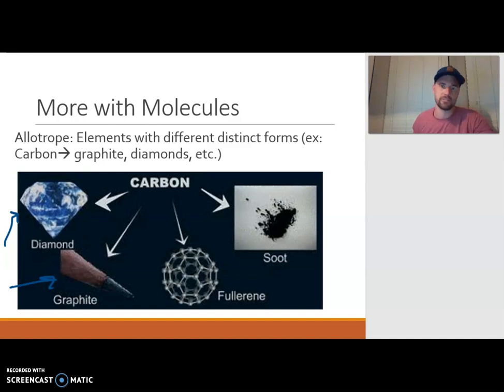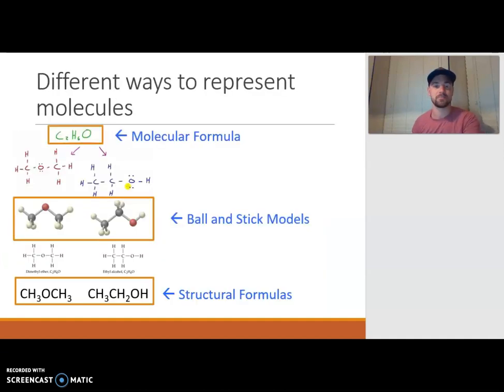Both are carbon, but the carbon atoms are arranged differently. They are bonded differently. So even though they're both carbon, I wouldn't recommend proposing with a graphite ring and then telling your spouse, or your fiancé, that it's just carbon. Probably not gonna fly. But nevertheless, that's what an allotrope is.